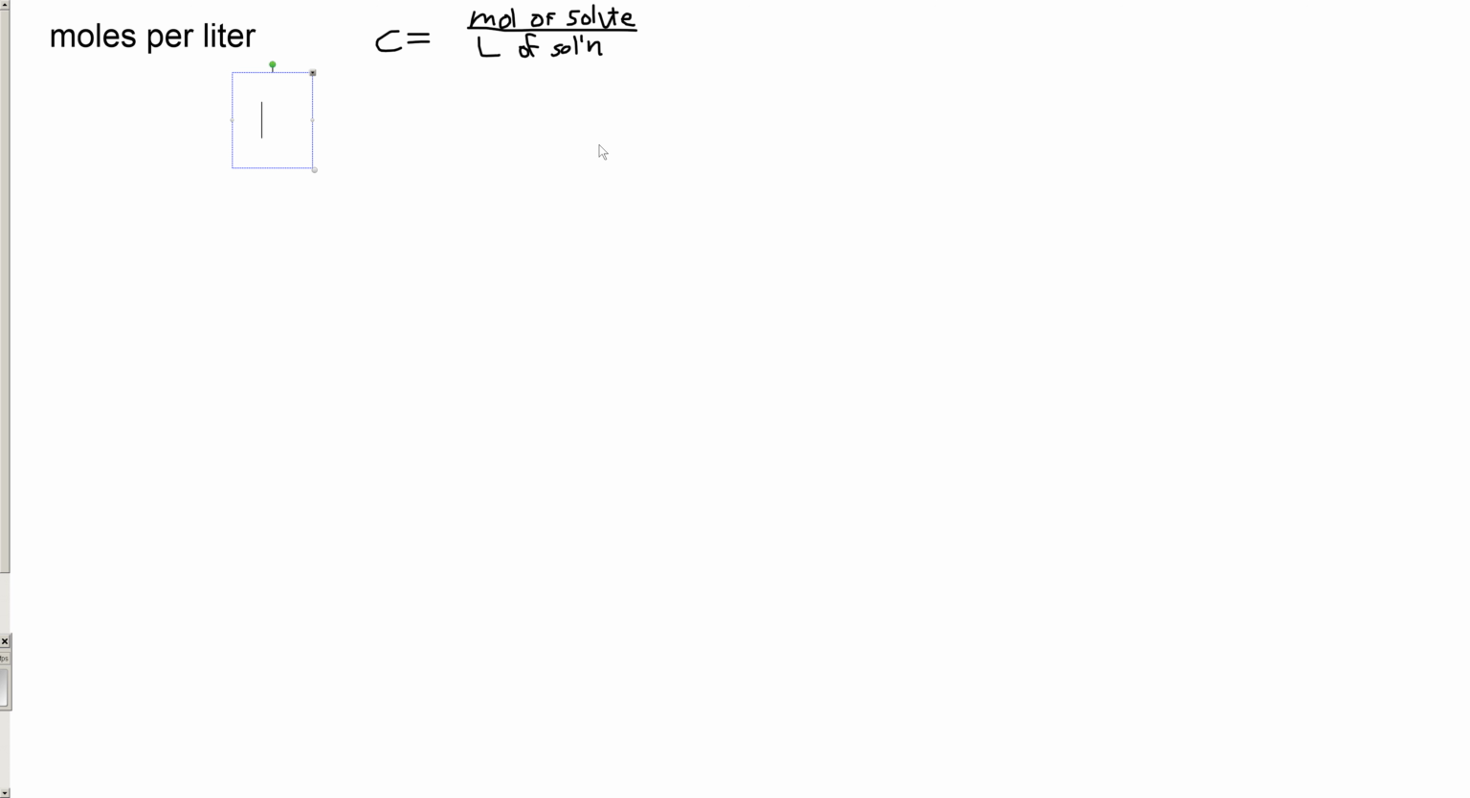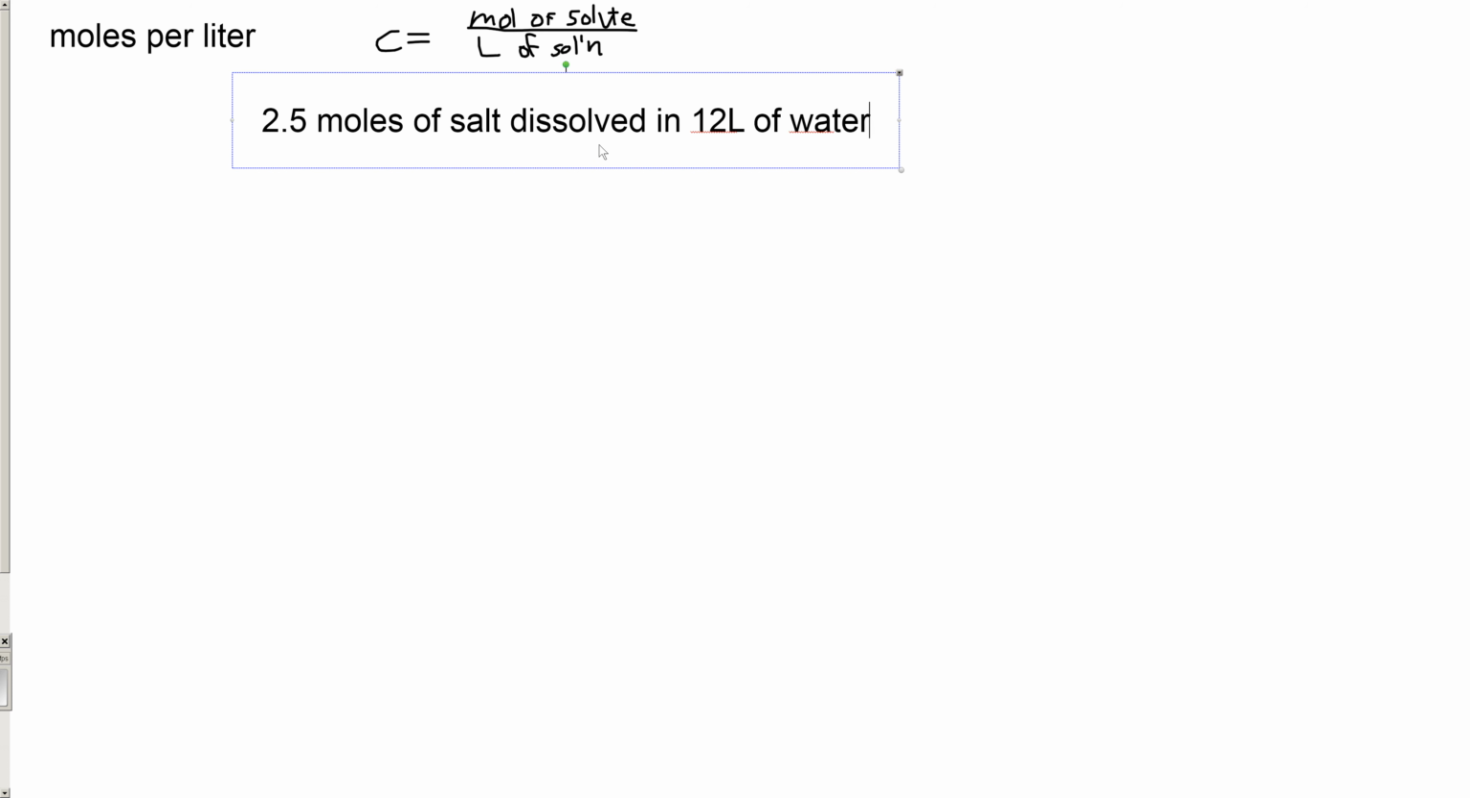So what if we say something like 2.5 moles of salt dissolved in, I don't know, let's say 12 liters of water. So the formula is very straightforward in this case. We have moles of solute. That is usually called n. If you remember, moles is usually shown as n in a formula. And in this case, our volume is in liters, so n over V.